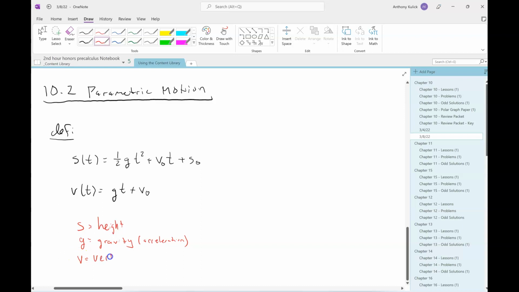V is, well, I guess this is vertical velocity, because really this is one-dimensional motion, what we're talking about here. I'd try to be clear about that. So imagine you drop something and it just falls straight down. That's the kind of motion that we're describing right now with these equations. Oh yeah, and T is time.